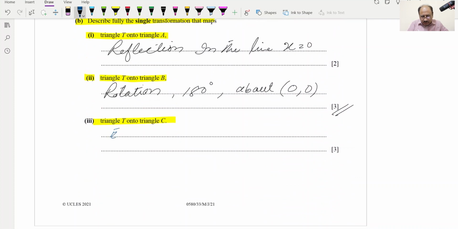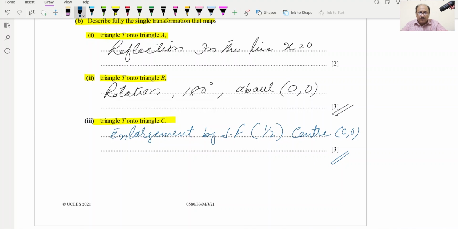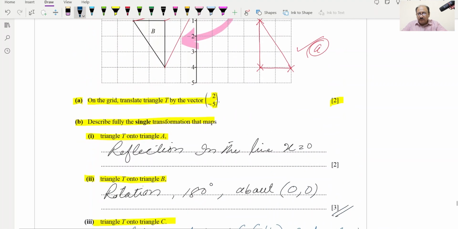So enlargement by scale factor 1 by 2 and center will be origin, which is 0, 0, and these three pieces of information we'll have to provide for this one. We are done with the paper.